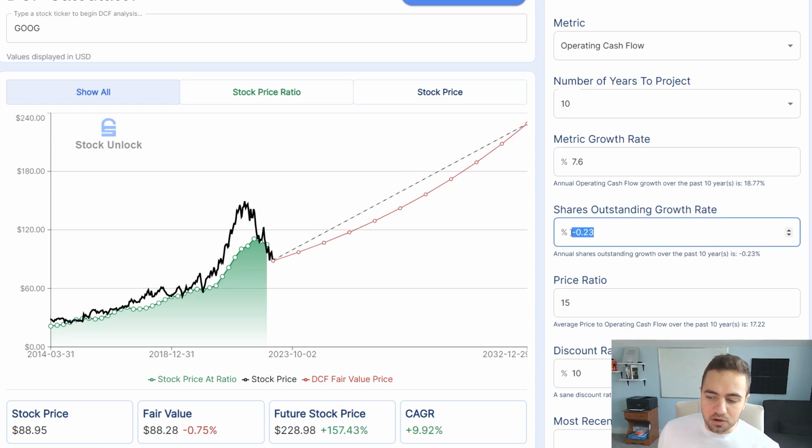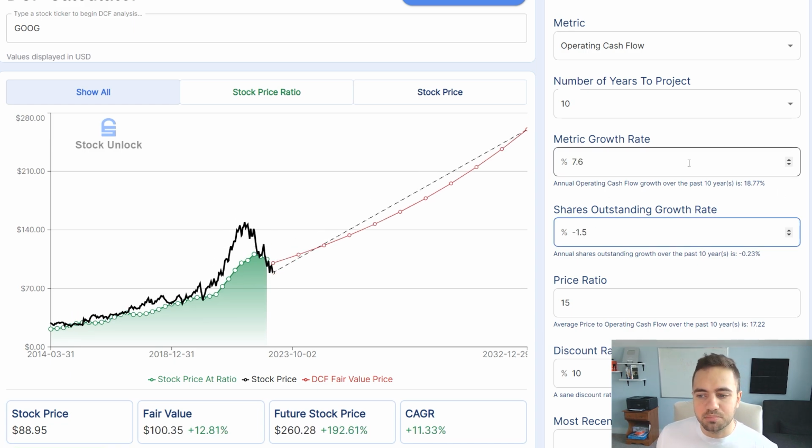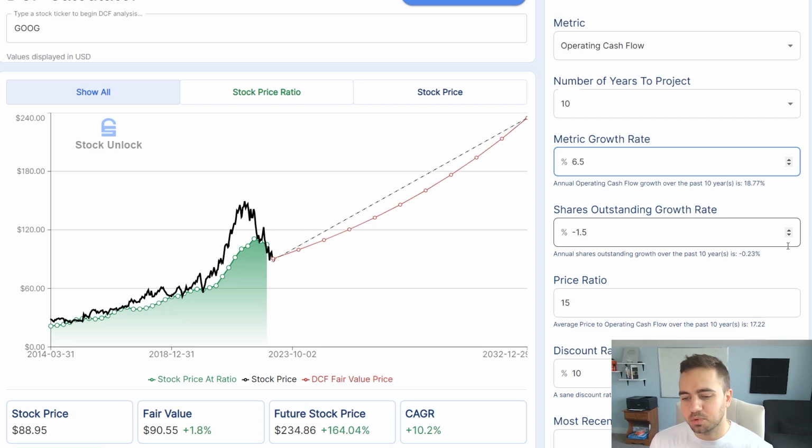7.6% right there. Now, I also think that Google is going to buy back about 1.5% of their shares going forward, because the company is focusing more of its cash flows on buying back shares, especially while the stock is cheap. So I actually think that the company could buy back more than 1.5% of its shares annually, and I think that this is a little bit more on the conservative end. So now let's knock down our growth rate to about 6.5%.